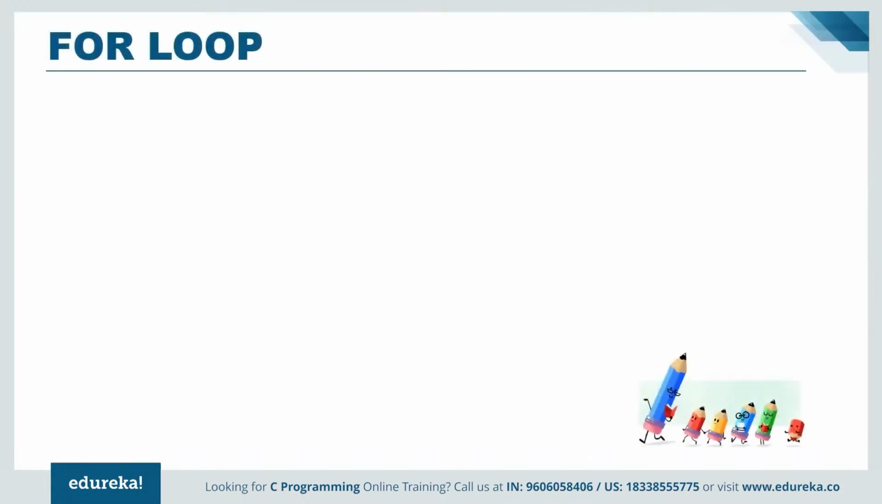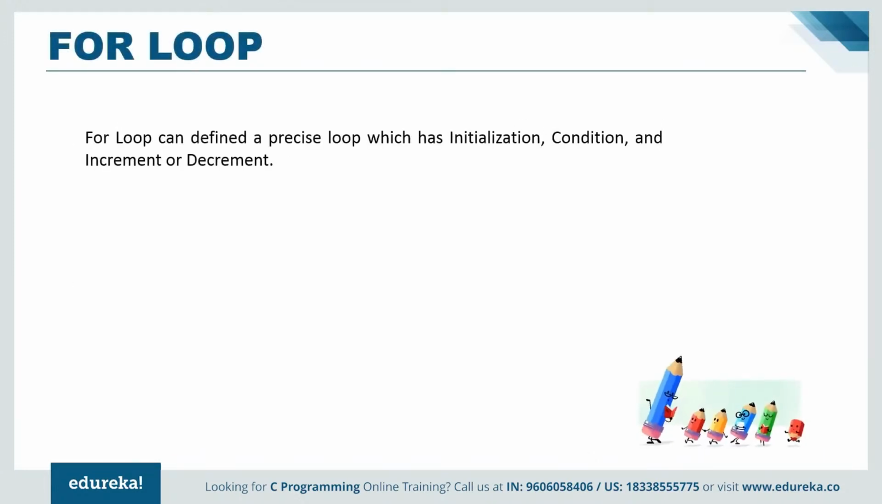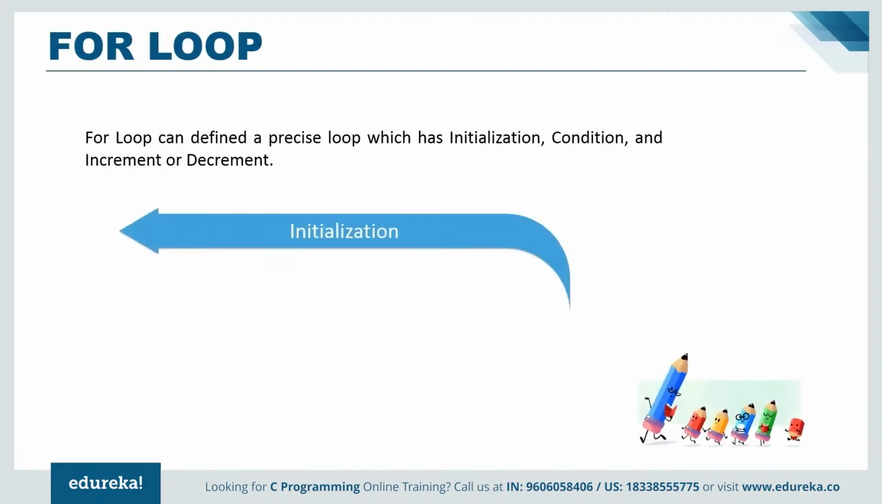Firstly, we shall deal with the for loop. A for loop can be defined as a precise loop which has initialization, condition, and increment or decrement operators. Firstly, initialization. The initialization process is where you declare an initialization variable and assign it a particular number. Usually the initialization value is 0.